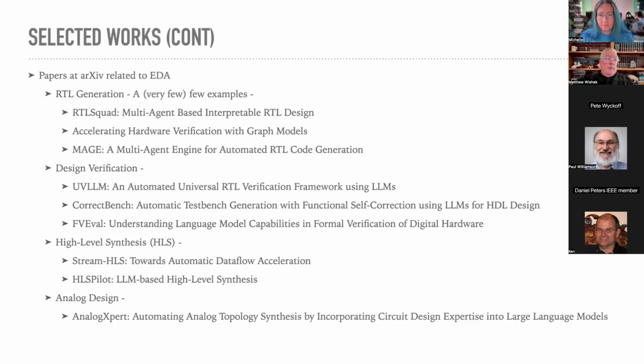And so then the next thing is related to design verification: an automated universal RTL verification framework using LLMs. That sounds really interesting. Again, RTL verification is a critical piece, and can be a very time-consuming piece of the design process. Test bench generation. Sometimes generating test benches is just a lot of work, and as much as writing RTL can be error prone, even writing test benches can be error prone.